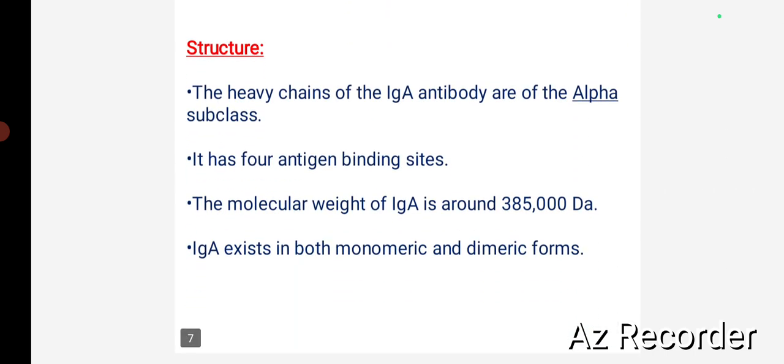Next, move on to structure of IgA. The heavy chain of IgA antibody is of the alpha subclass. It has 4 antigen binding sites, which is the dimeric form. The molecular weight of IgA is around 3,85,000 Dalton. IgA exists in both monomeric as well as dimeric form.